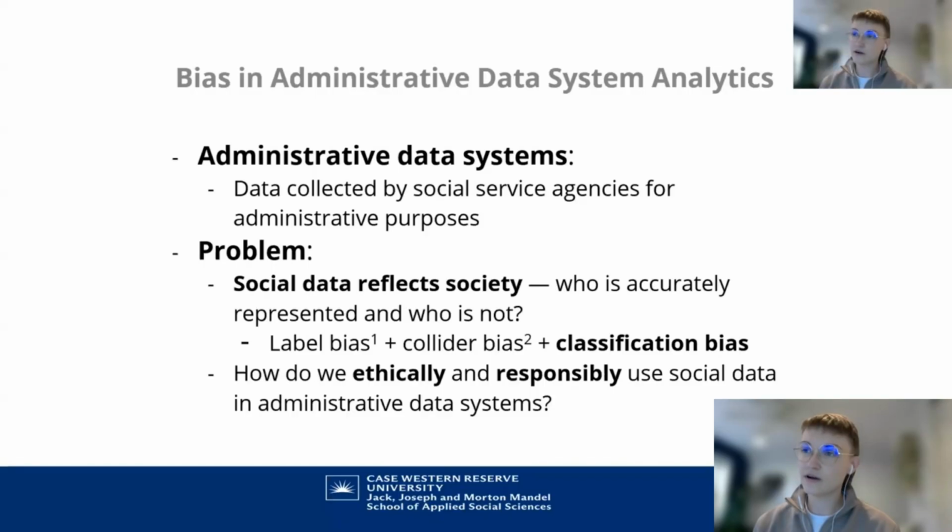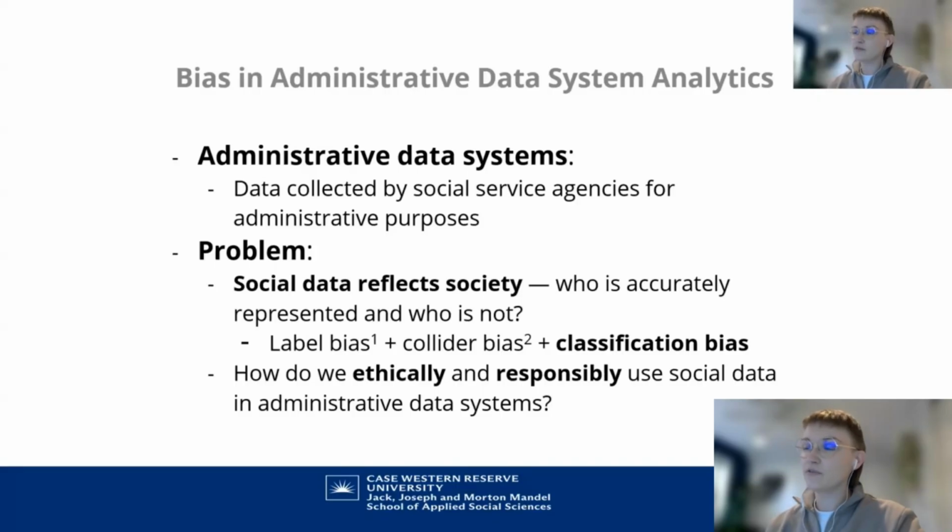Administrative data systems are data that is collected by social service agencies for purposes such as program administration and service delivery. So even though this data is not collected for research purposes, it is often used for research, and it's often used to look at things like community assets or unmet needs in the community, gaps in care, anything like that. So when we are using data systems to look at the community in this way, it's important to look at who's accurately represented in these data systems and who may not be accurately represented in these systems.